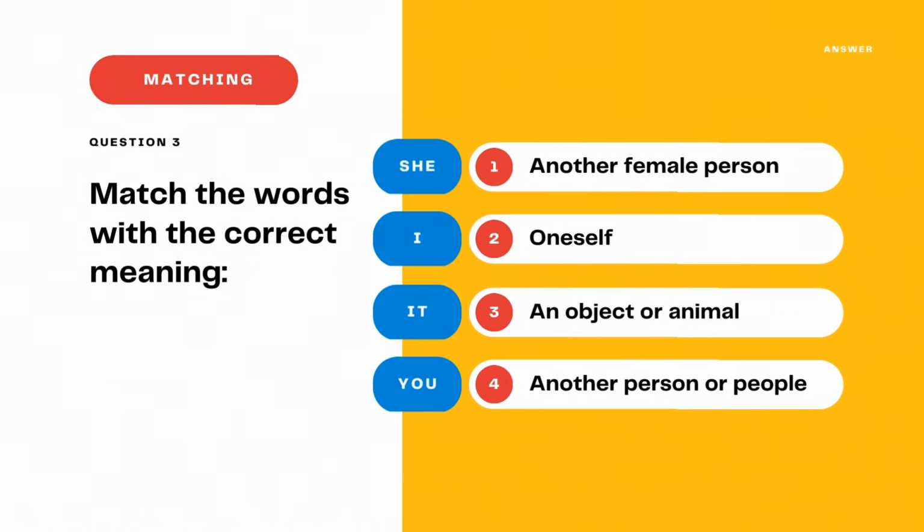She is used to describe a female person. I is used to describe oneself. It is used with an object or animal. You is used with another person or people.